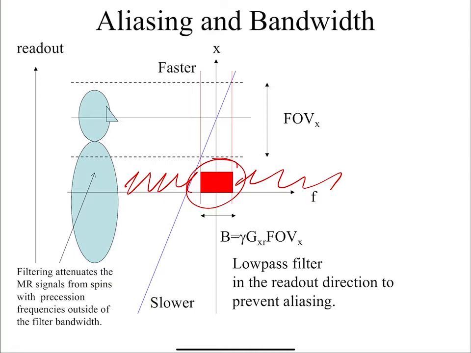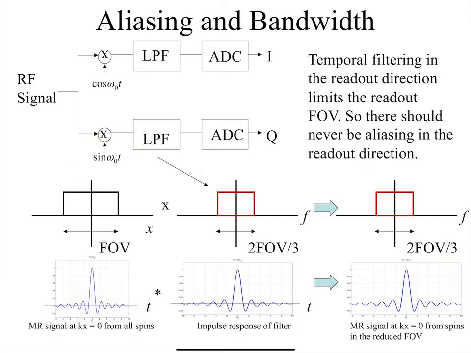So if you're ever imaging a long object, you always want to have the frequency encode direction along that long object. That's just shown here, where this low-pass filter that we skipped over before is really important because it allows us to limit what spins contribute to our signal. So the idea is there should never be aliasing in the readout direction, because this should get rid of the aliasing.